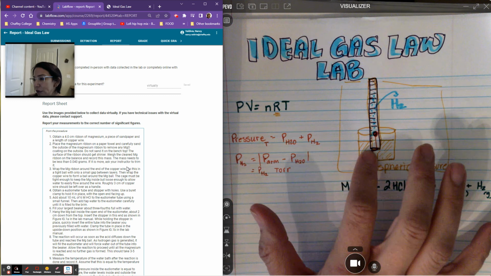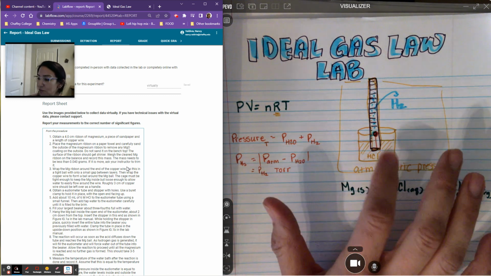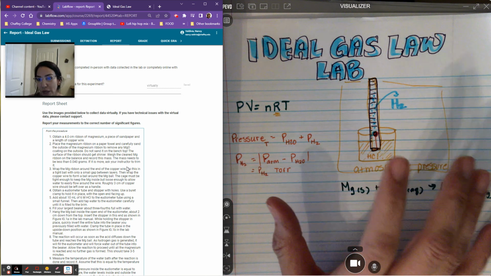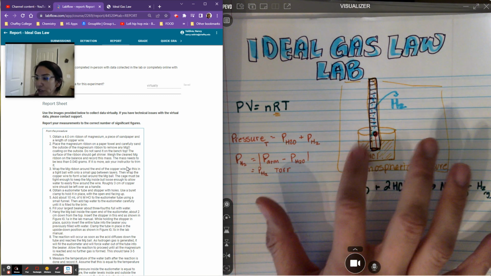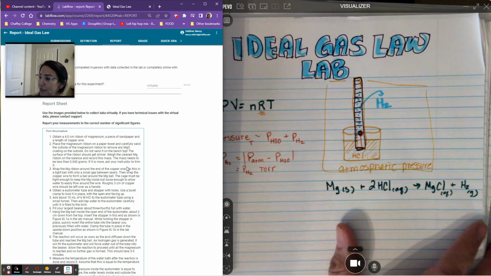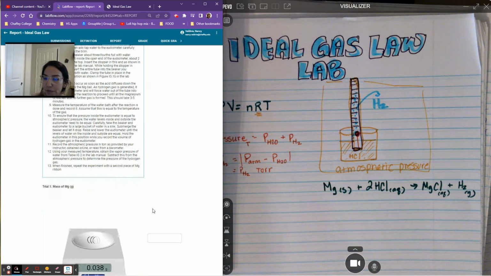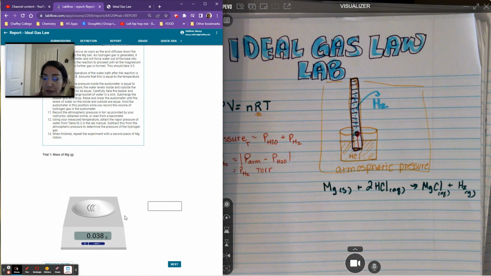We're going to invert it into the hydrochloric acid solution. Once you place it in there, you invert it, and it's going to create a reaction. The atmospheric pressure is going to start rising, and when the reaction happens, you end up with hydrogen gas, and that hydrogen gas is what we're going to be measuring. So the first part is, how much magnesium are we using? In my lab, it tells me I'm using 0.038 grams of magnesium.